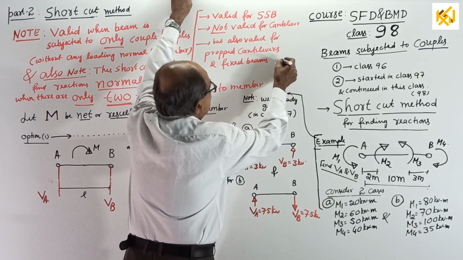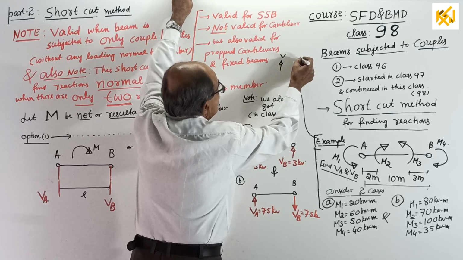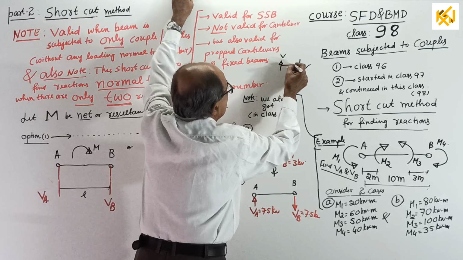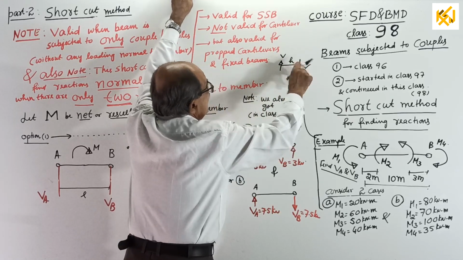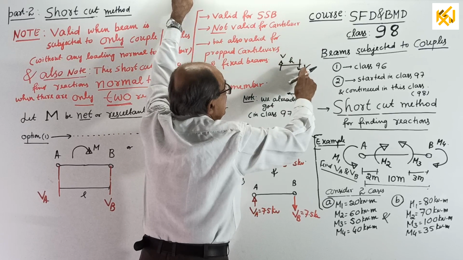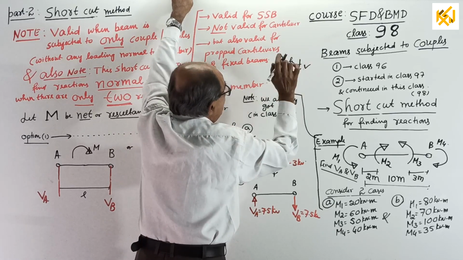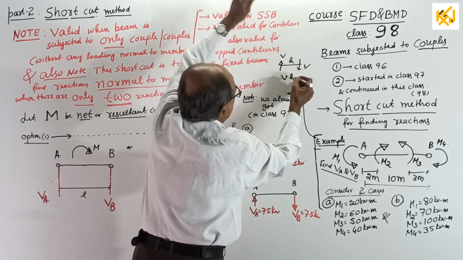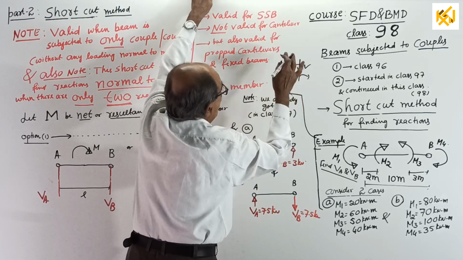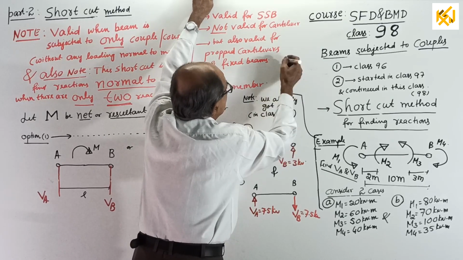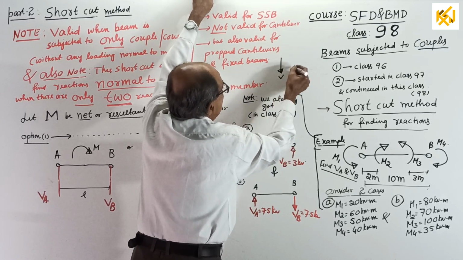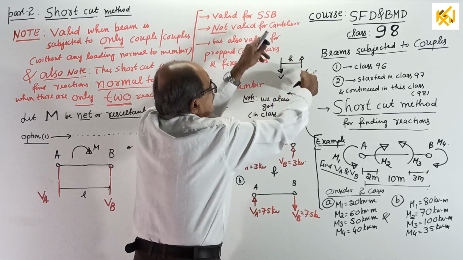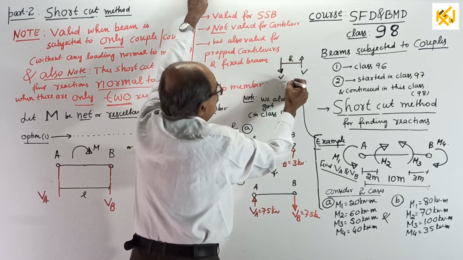If an upward force V is there and a downward force V is there, and the distance between them is H, then the moment of the couple due to these forces will be V into H, clockwise. Or, one more, just make a note. Suppose there is a V down here and V up here. If the distance between them is H, the moment of the couple equals any one of the forces, V into H, anti-clockwise.